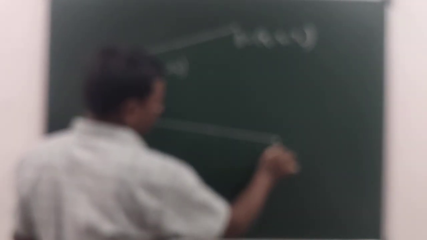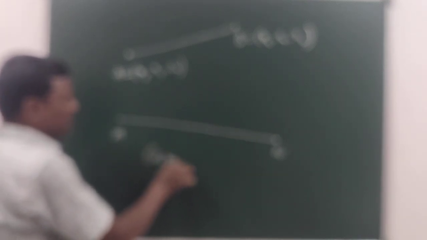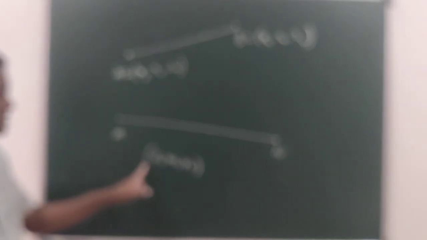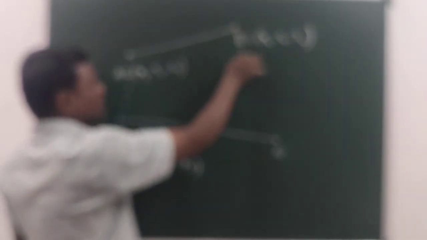The projection of AB is this one. Let it be MN, whose DCs are given: L, M, N. What are these? DCs of MN. What is MN? Projection of AB, like a shadow. Shadow of this AB is MN, whose DCs are given and whose endpoints of the line are given, and they are asking us to find the length of projection of AB on MN.